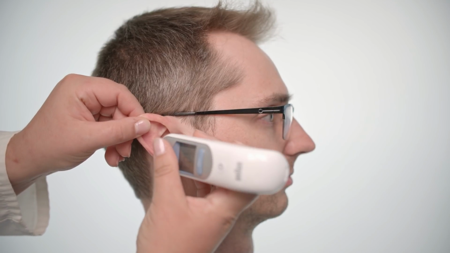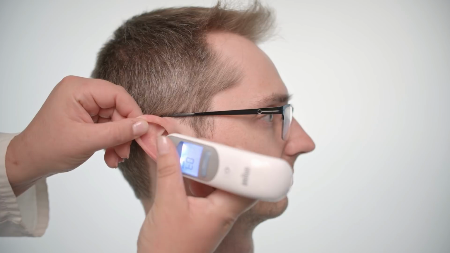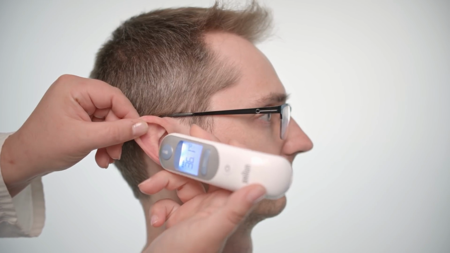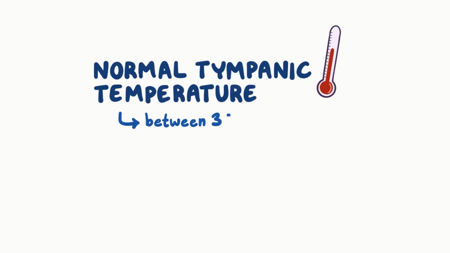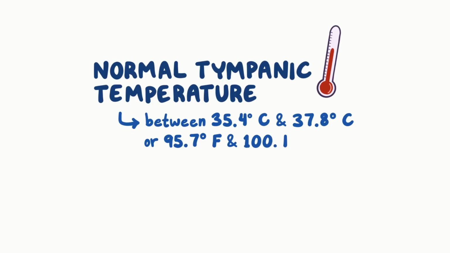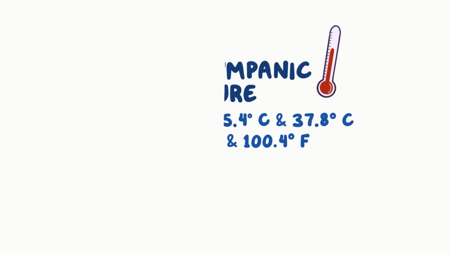Applying gentle pressure, aim the beam at the tympanic membrane. Do not block the canal. Press the scan button and remove the thermometer when you hear the chime. A normal tympanic temperature is between 35.4 degrees Celsius and 37.8 degrees Celsius, or 95.7 degrees Fahrenheit and 100.4 degrees Fahrenheit. Another choice is to take Fred's temporal artery temperature. Hold down the scan button a few centimeters away from the forehead.